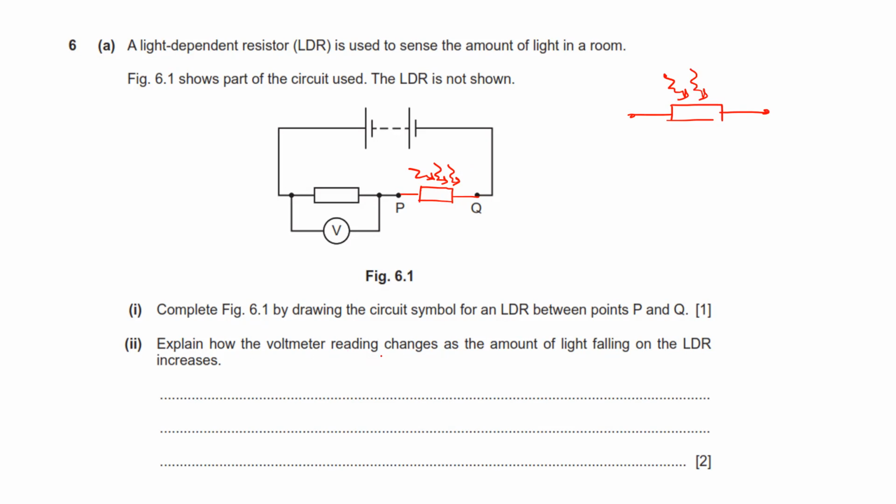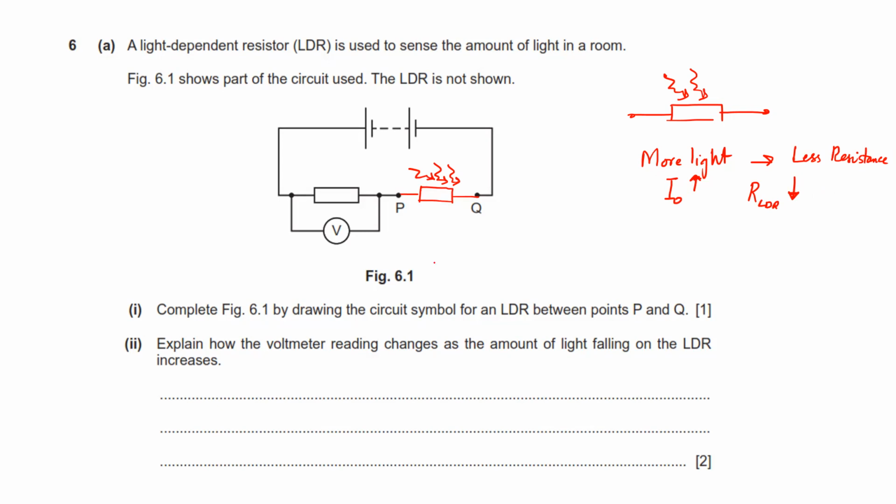Explain how the voltmeter reading changes as the amount of light falling on the LDR increases. So, more light, less resistance. This is the property of an LDR. For example, if the light intensity I naught increases, the resistance of the LDR decreases.